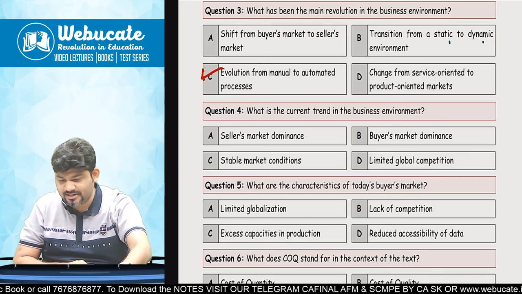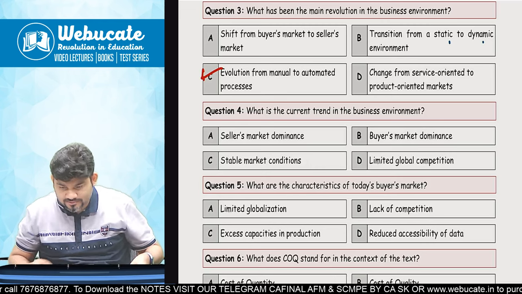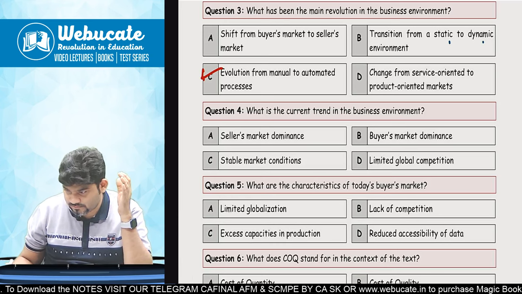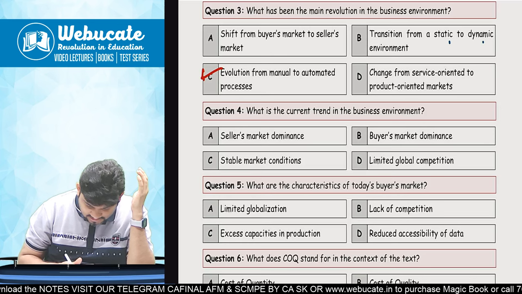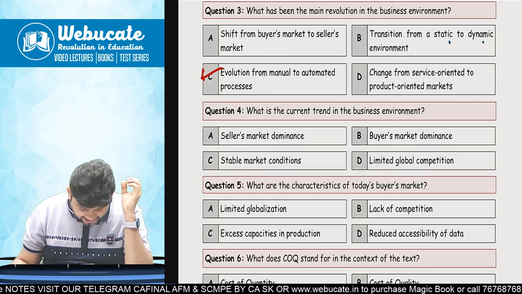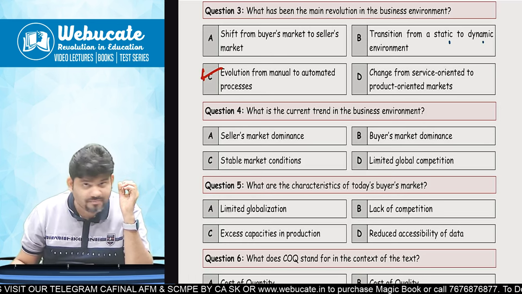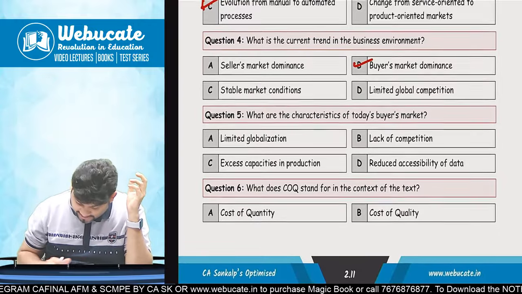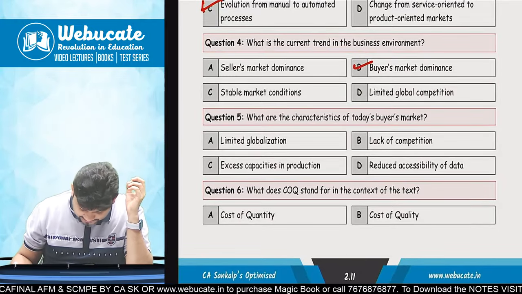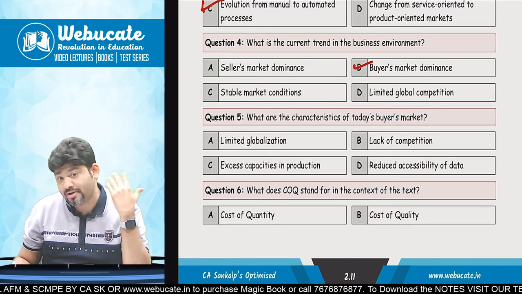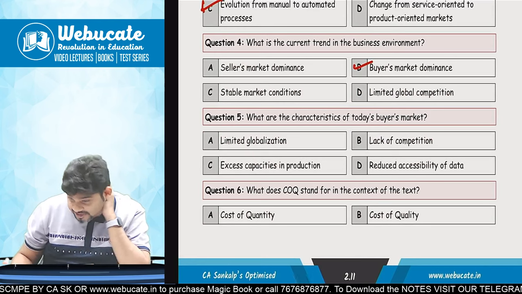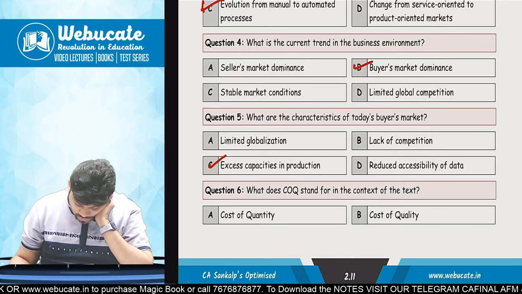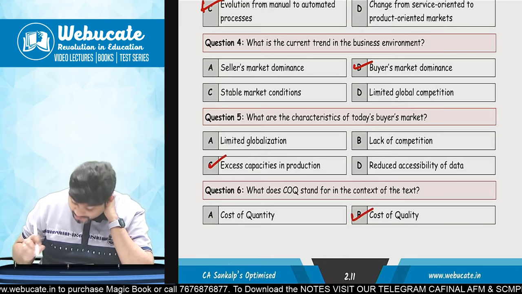What is the current trend in the business environment? Tell me. Seller's market dominance, buyer's market dominance. Yes, one side. What are the characteristics of today's buyer's market? Limited globalization? No. Excess globalization. Lack of competition? No. Excess capacities in production? Yes. What does COQ stand for? Cost of quantity? No. Cost of quality?